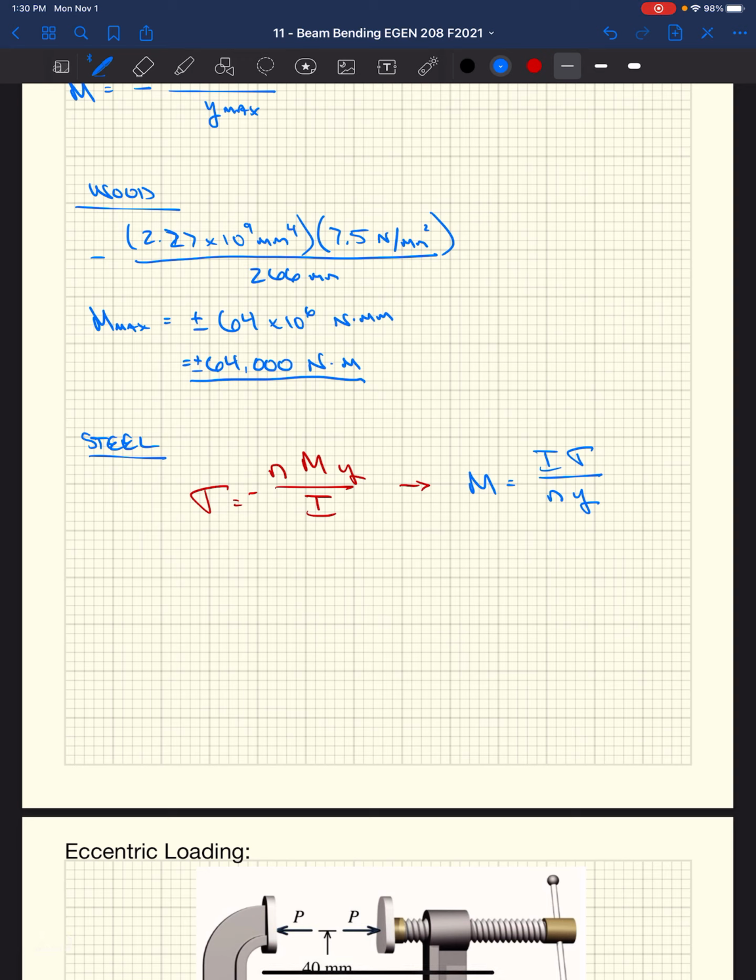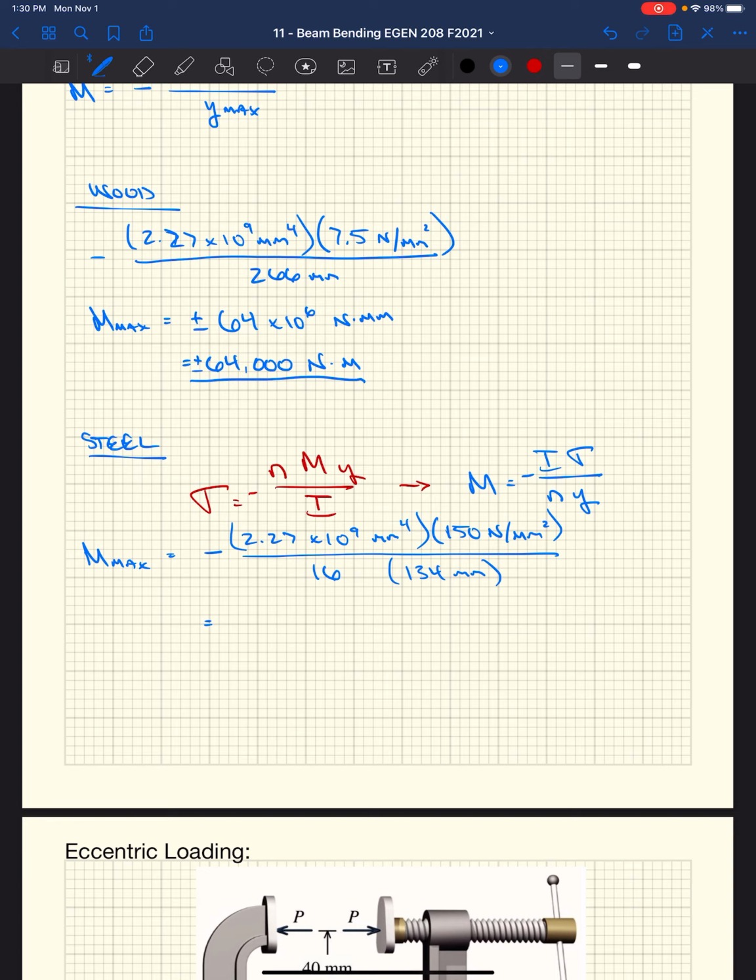So in this case, our maximum moment that can be applied is negative 2.27 times 10 to the 9th millimeters to the 4th. Watch your units. As always, 150 megapascals is our allowable stress in steel. Our ratio was 16, and our maximum distance from the centroid, our transformed centroid, is 134 millimeters.